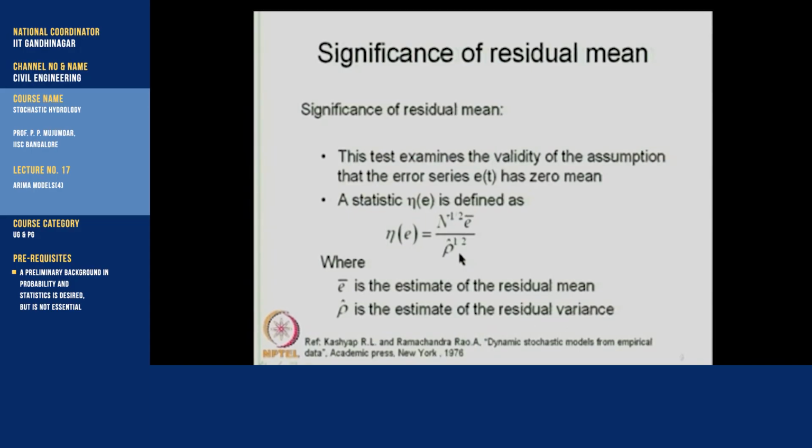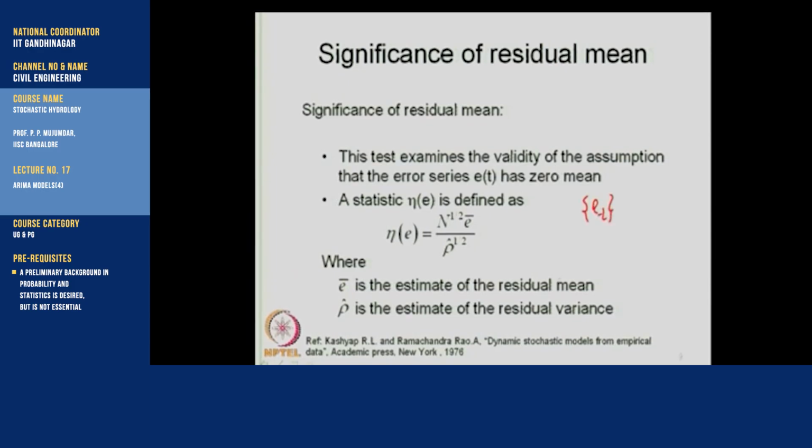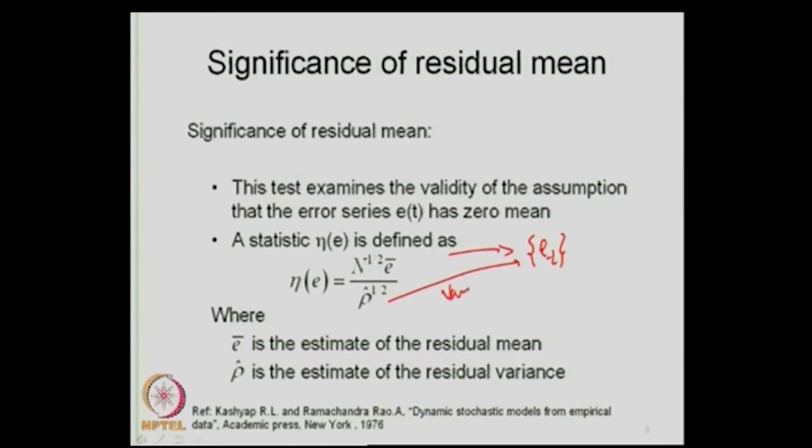So, you had the residual series E t, and for it you have calculated the mean, E bar. Rho cap is the variance of this E t, and n is the number of values, the data sample length. So, you get eta of E.